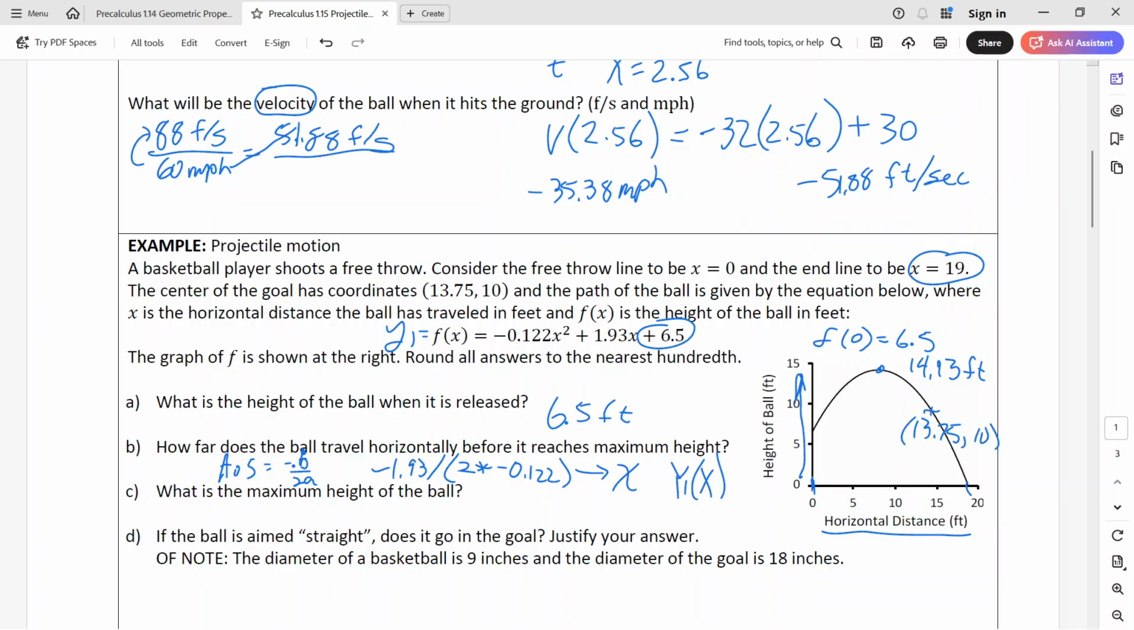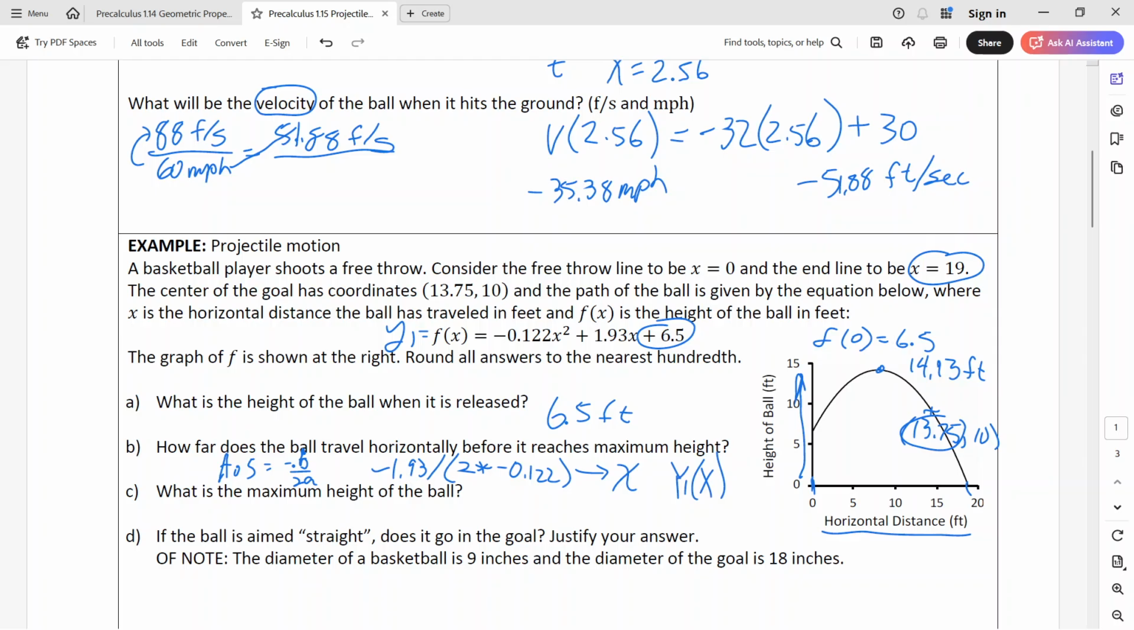the ground. So what I want to know is, at this x value, what's the height? So all I have to do on my home screen again is to call up the y1 function, and on the y1 function, oh, I'm sorry, I skipped one.